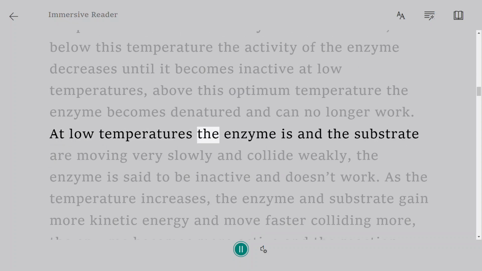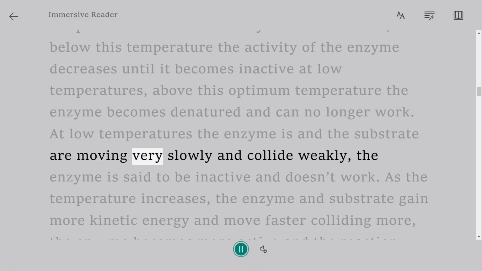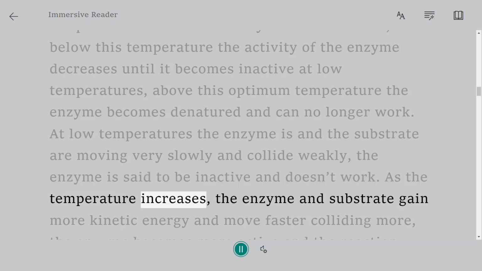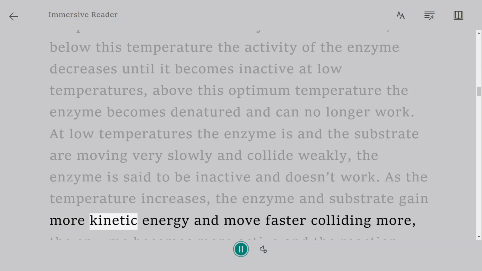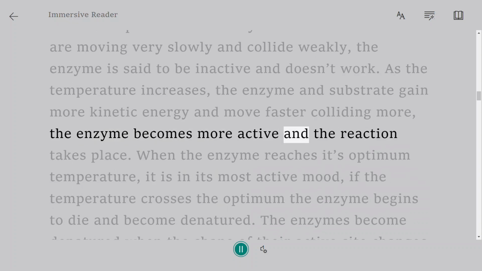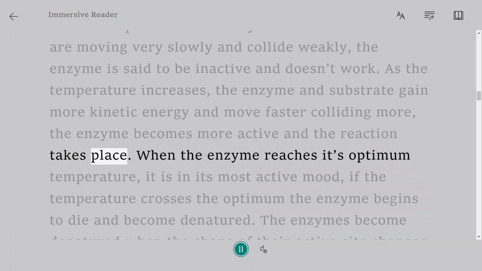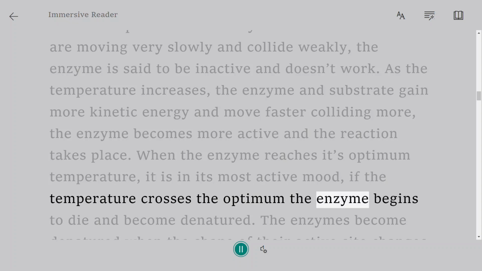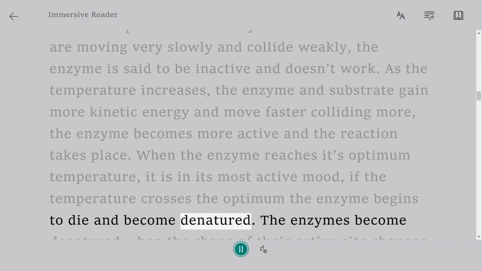At low temperatures, the enzyme and the substrate are moving very slowly and collide weakly. The enzyme is said to be inactive and doesn't work. As the temperature increases, the enzyme and substrate gain more kinetic energy and move faster, colliding more. The enzyme becomes more active and the reaction takes place. When the enzyme reaches its optimum temperature, it is in its most active state. If the temperature crosses the optimum, the enzyme begins to die and become denatured.